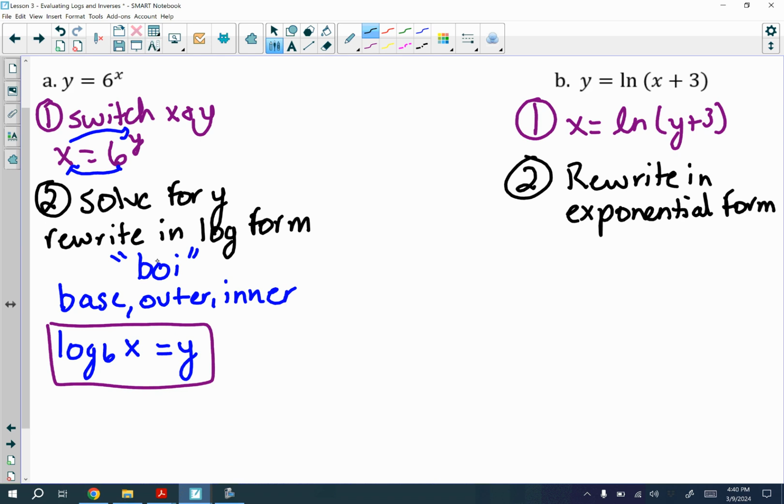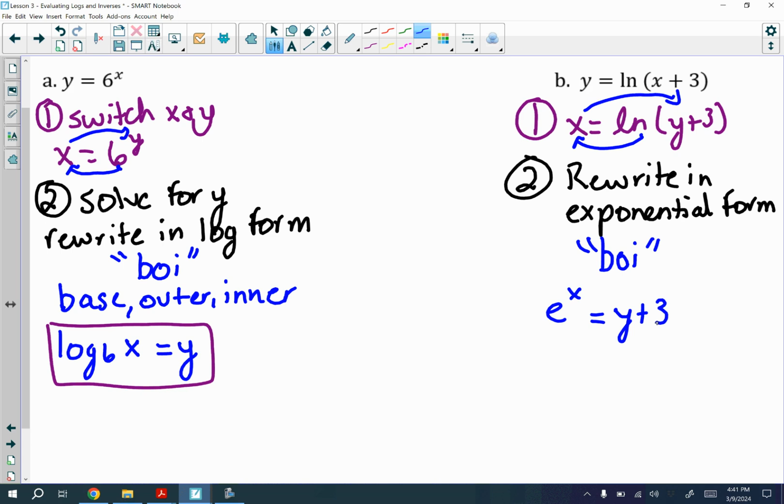So just like we did in the last one, we are going to use BOY to help us out. Now, this is where we have to be careful, right? Because remember, natural log is one of our special type of logs. So we have to think, well, what's the inverse of natural log? Well, the inverse of natural log is the natural base e. So natural log is always the inverse of e and vice versa. So we start with that, so that e is our base. Then we go to the outer, which is going to be x here. Then we go to the inner, so y plus 3.